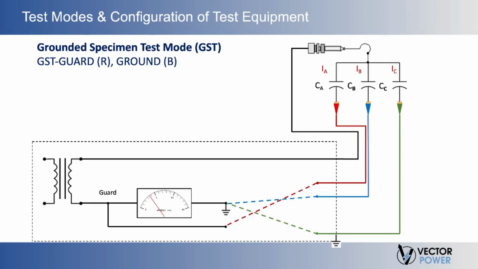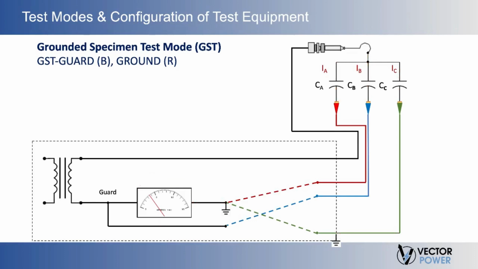Okay, so here again we see the GST. We're going to guard the red, meaning we will not measure any current coming in on the red lead, and we will ground B, or the blue lead, which basically means that we will measure any current coming in on the blue lead. So again, our results in this would be the measurement of I sub B plus I sub C, and we would guard and not measure the I sub A.